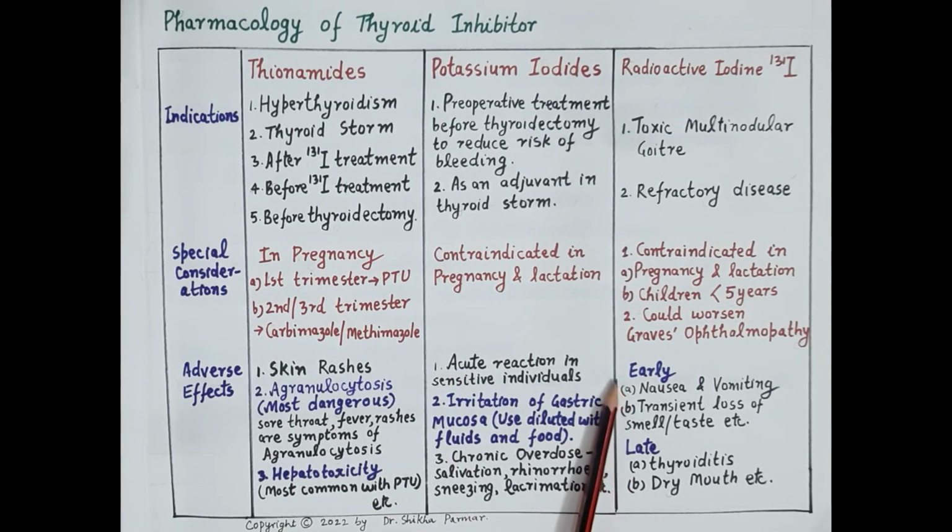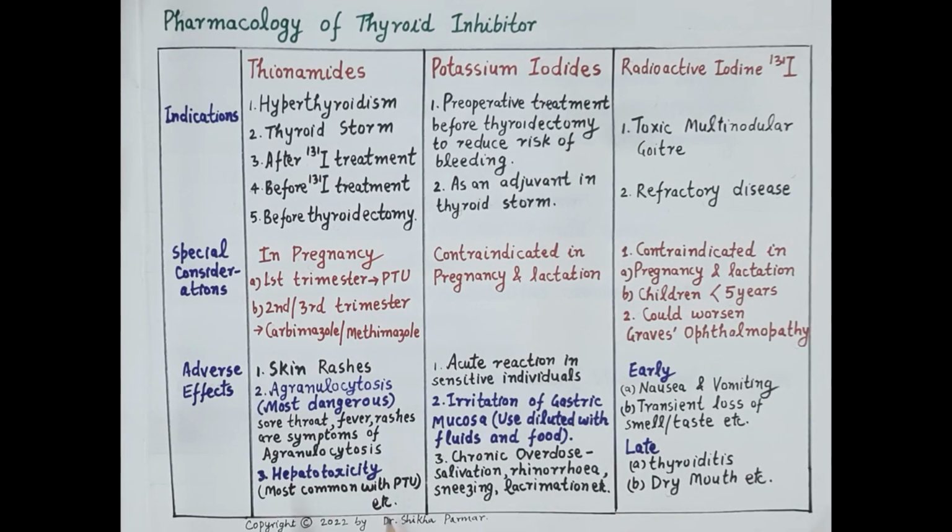Then iodine 131 is a radioactive iodine. It produces early and late adverse effects. Early adverse effects include nausea and vomiting, then transient loss of smell and sensation of taste. Then late adverse effects can cause thyroiditis, that is inflammation of the thyroid gland, dry mouth, etc.